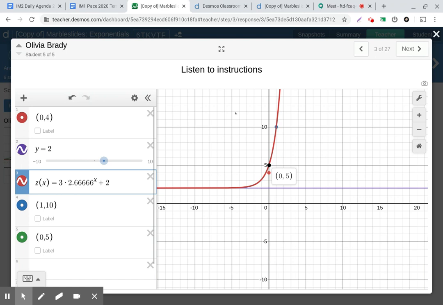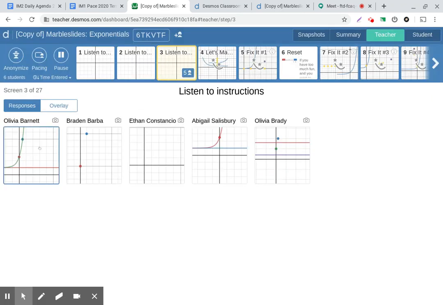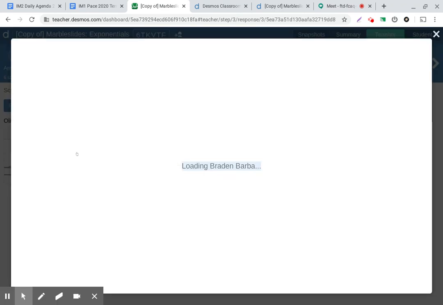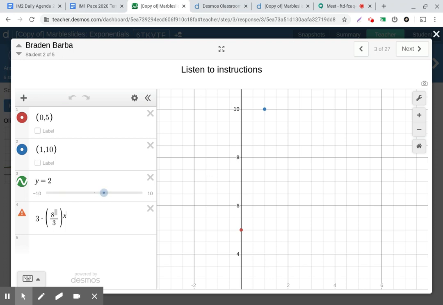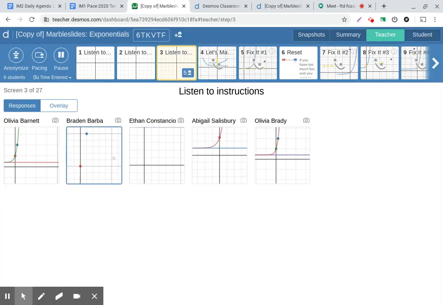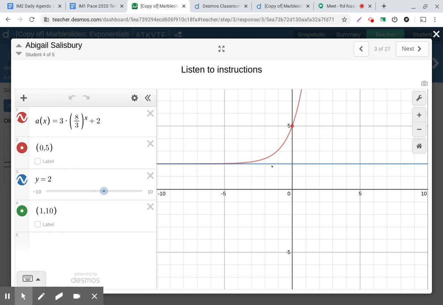Okay. All right. Let's see if everybody has that done. Braden is working on it. Just get rid of that little exponent empty spot, or change the rate to a decimal, 2.6666. And then put the plus 2. All right. Good job, Olivia. Abby, good. And then Abby, on the asymptote, the blue line, make it dashed, like little dots.